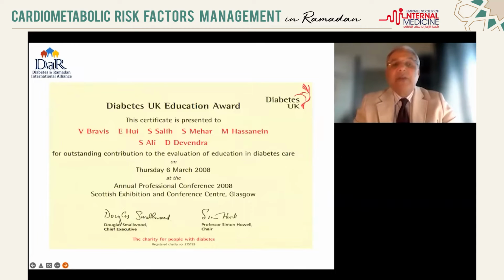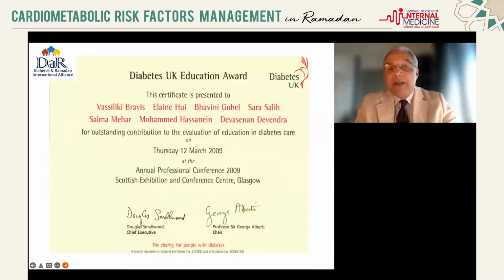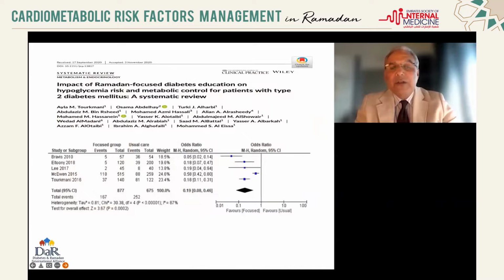That work gave us the first prize award from Diabetes UK in 2008, from the European Association in 2008, and for the sustainability of the effect on weight and HbA1c, for 2009 from Diabetes UK as well. So clearly education works, and education is in a systematic review. This systematic review we've published just 2 years ago shows the impact of the patient education on important parameters. And here, this was on hypoglycemia. So overall, the vast majority for every single study we know has improved hypoglycemic episodes.